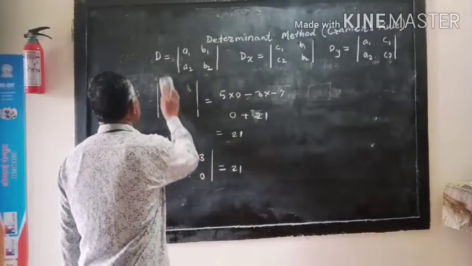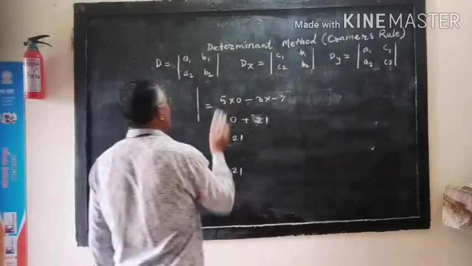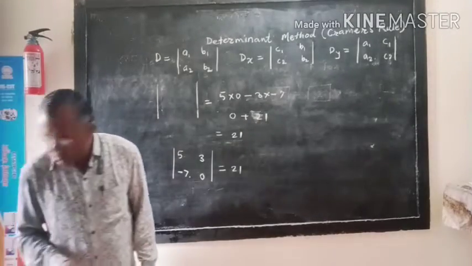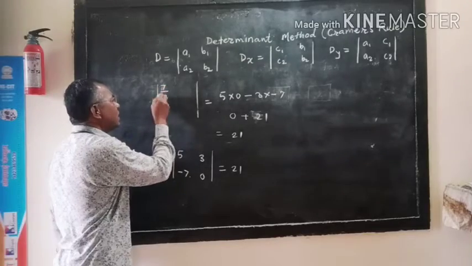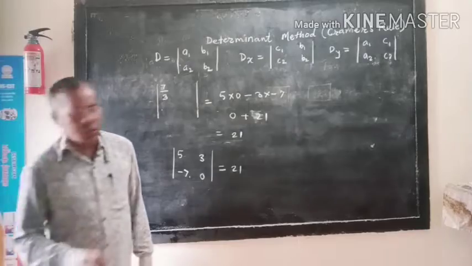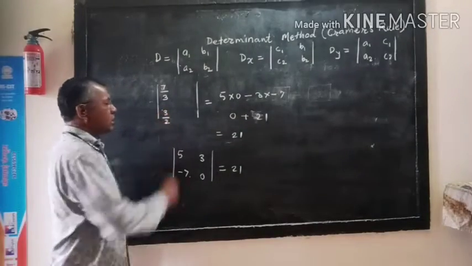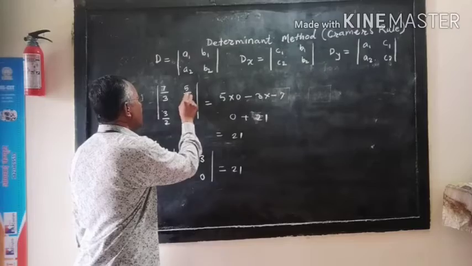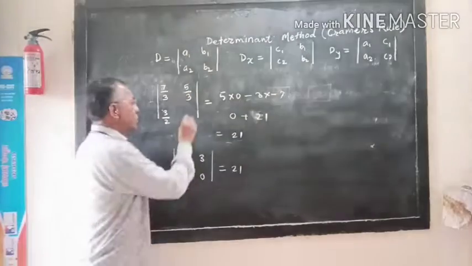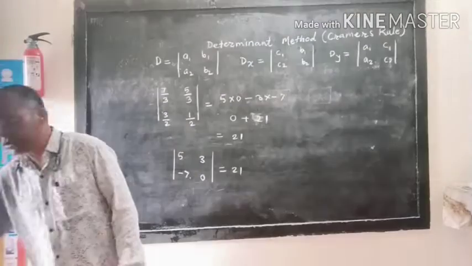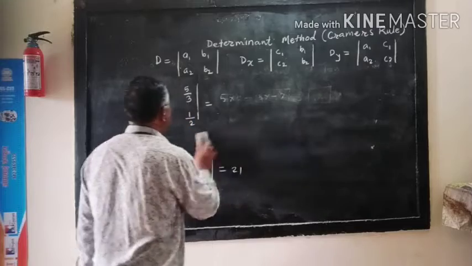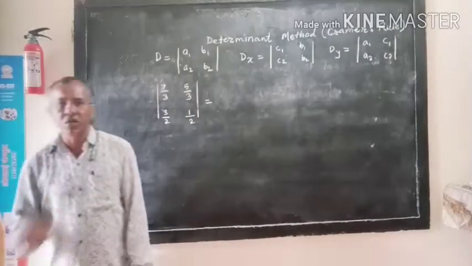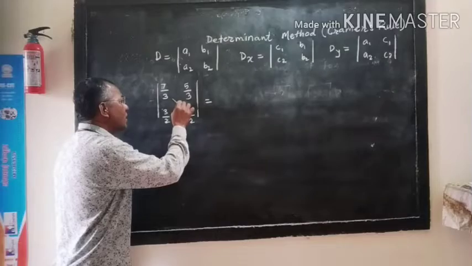Third example is, we will continue the third example and the determinant is here 7 by 3, 3 by 2, 5 by 3 and 1 by 2. Now see the boys here. It is a third example to find the value of this determinant. And how to find the value of a determinant? You have to do a cross multiplication.